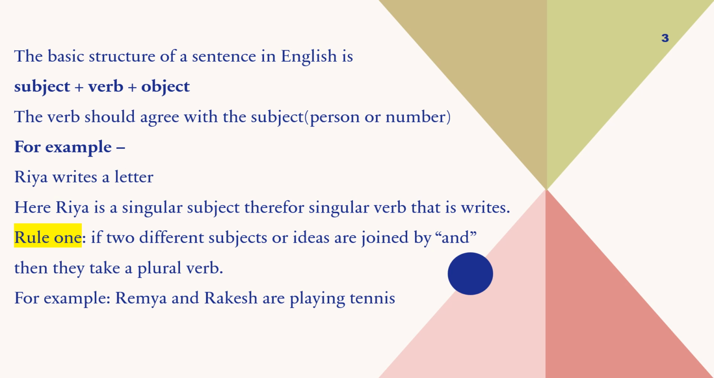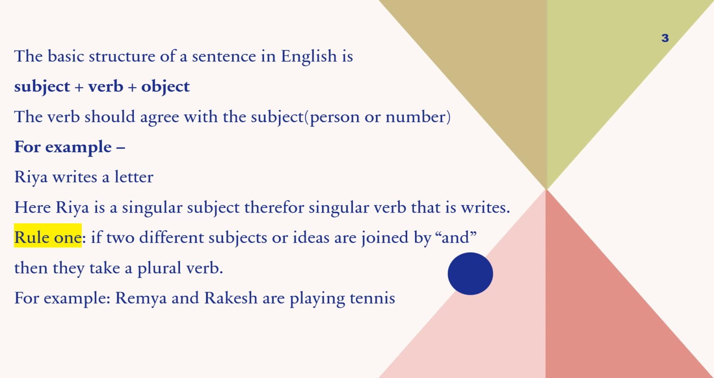Now we'll look at a few rules regarding the subject verb agreement. So coming to rule number 1, the first rule. If two subjects or ideas are joined by and, then they take a plural verb. For example, Ramya and Rakesh. Here we have two different subjects. Ramya and Rakesh are playing tennis. So these two subjects are joined by and, because of which we have the plural verb are here. Ramya and Rakesh are playing tennis.